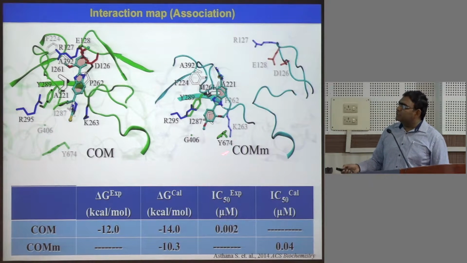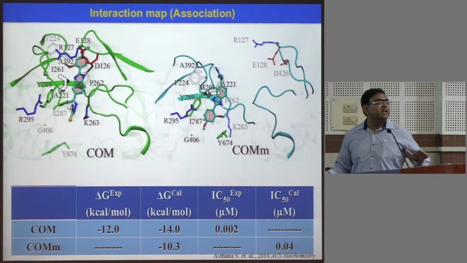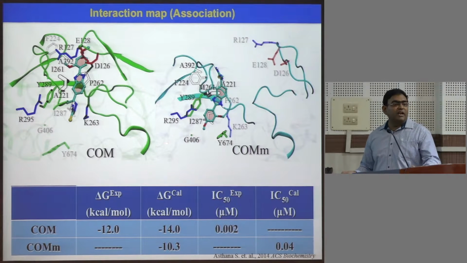When the drug binds in the presence of the mutant, which is COM-M, that is the complex but with the mutant, then the delta G varies. But the protein doesn't want to vary so much. It wants to retain its properties, so it makes slight changes. That's the reason sometimes the association energy, which is calculated by Monte Carlo and MMPBSA techniques, is not able to reproduce the same data which actually is reflected in experiments.